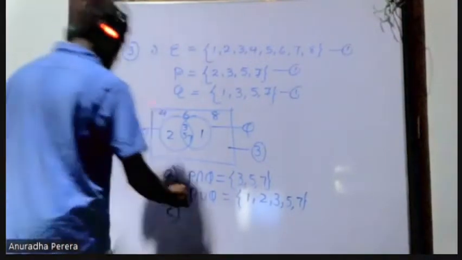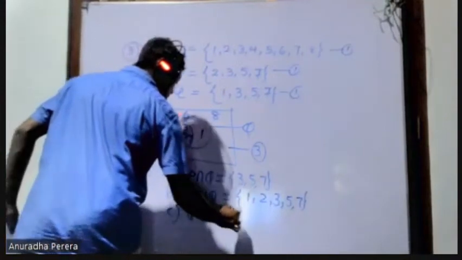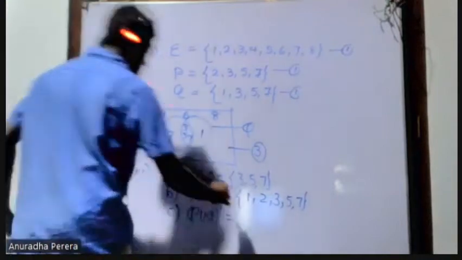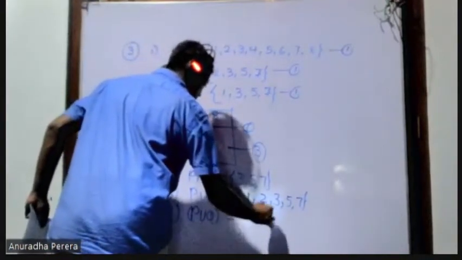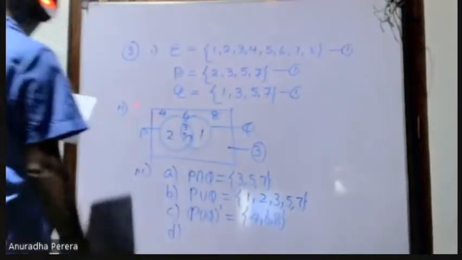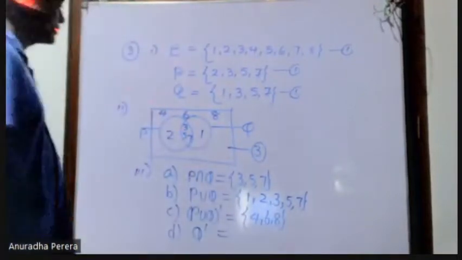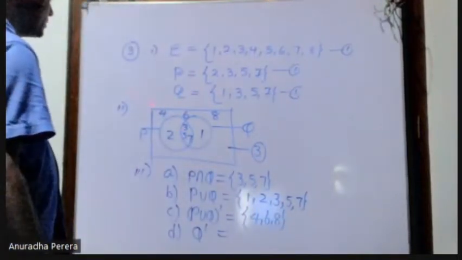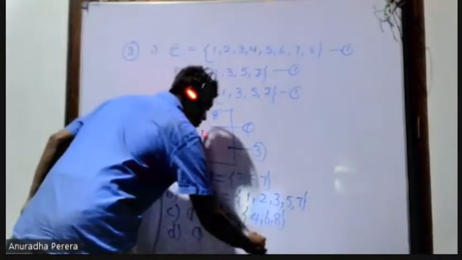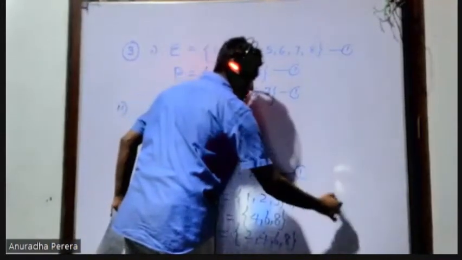Third one, C, P union Q complement: 4, 6, 8. D, Q dash. Q dash means not belonging to Q but belonging to the universal set: 2, 4, 6, 8. To write the answers, 1 mark for this one, 1 mark.